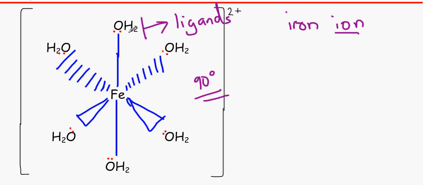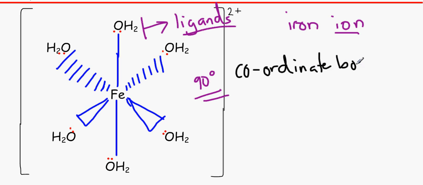We've got 6 of them, and ligands do form a dative covalent bond because they are sharing both of their electrons. It's not taking any; nothing is being shared from the ion. Another word for that dative covalent bond is a coordinate bond. A coordinate bond or a dative covalent bond are the same thing, but we use coordinate bonds when we're talking about transition metals.